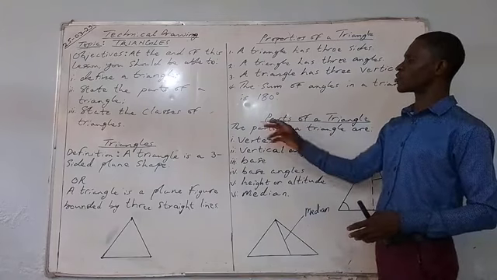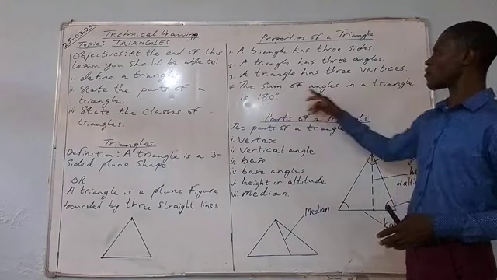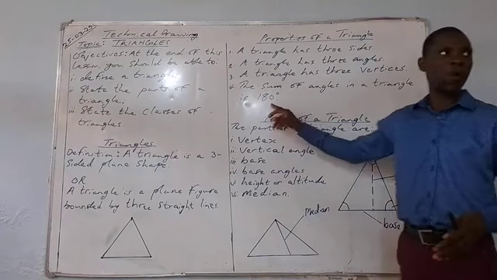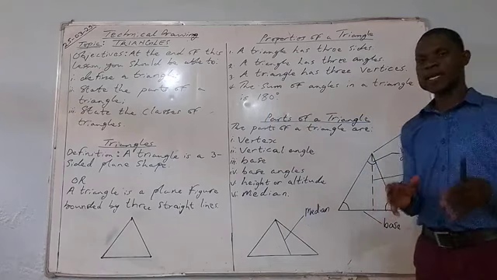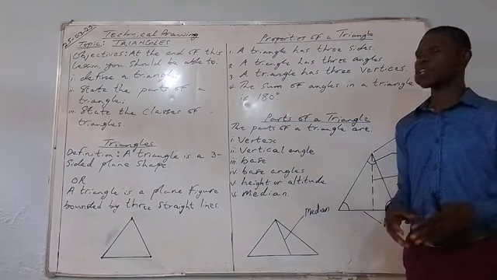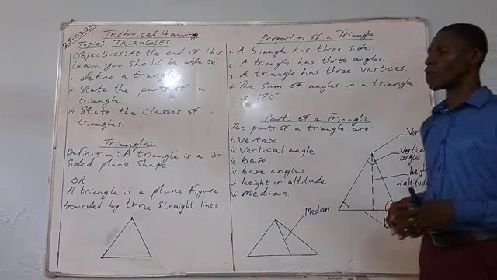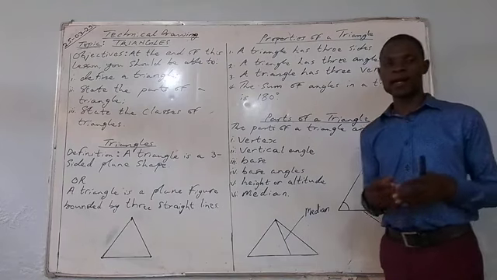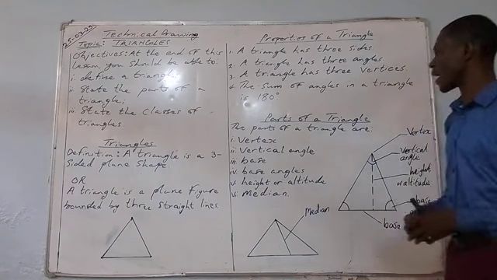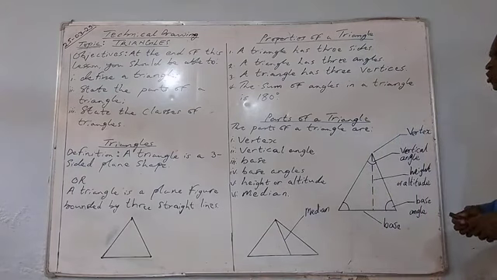Then the fourth property of the triangle is that the sum of angles in the triangle is 180 degrees. The sum of angles in the triangle is 180 degrees. So let's take note of all this information that we are given on this channel. Okay, then let's look at the parts of a triangle.